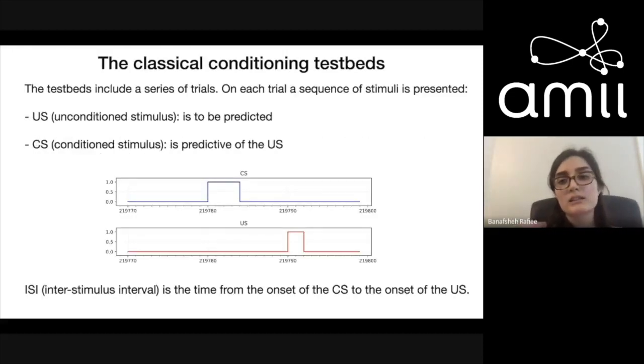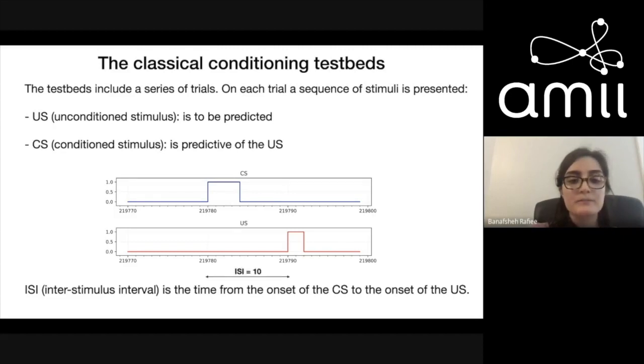The classical conditioning testbeds include a series of trials, on each of which a sequence of stimuli is presented. One kind of stimulus is the unconditioned stimulus, or US, which is what we want to predict. It's like the puff of air in the Eyeblink example. Another type is the conditioned stimulus, or CS, which provides some information about the US.